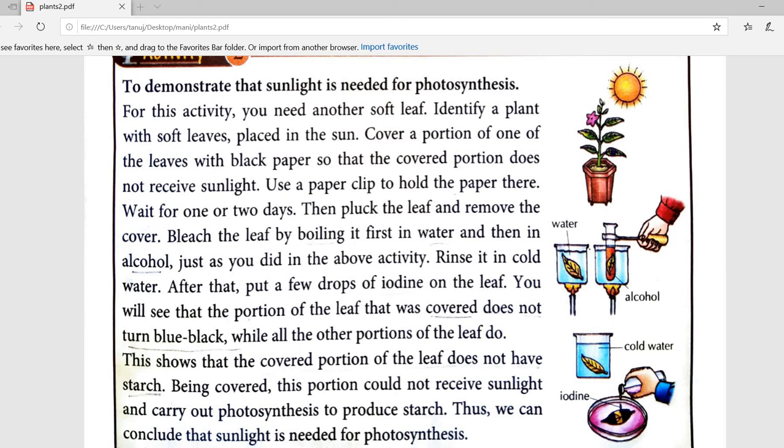Yes beta, so we learned about this. In this topic we learned about plants, how they are useful and how they make their food, that sunlight is necessary for photosynthesis, and that starch is present in the leaf. We will continue this lesson in the next session. So revise it. Till then, bye.